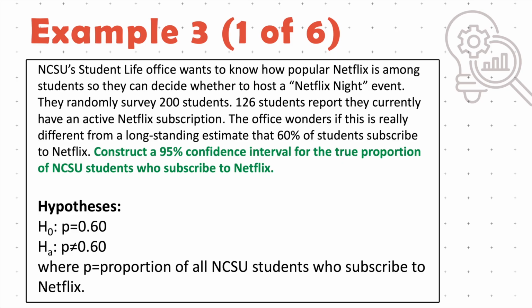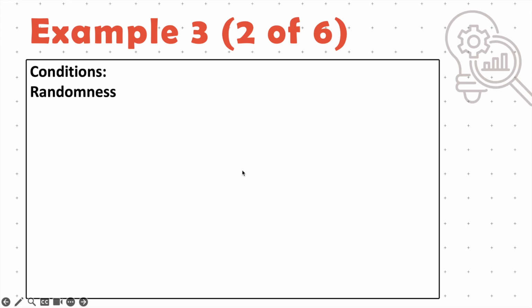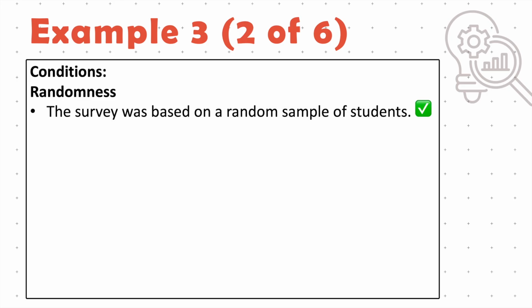Now the hypotheses, if we were doing a hypothesis test, would state that we have a null hypothesis equal to 60% and an alternative that it's just not 60%. This would create a two-tailed test. To create a confidence interval in R, we first need to check our conditions. And that first condition was randomness. We did collect a random sample of students, so that condition is met.